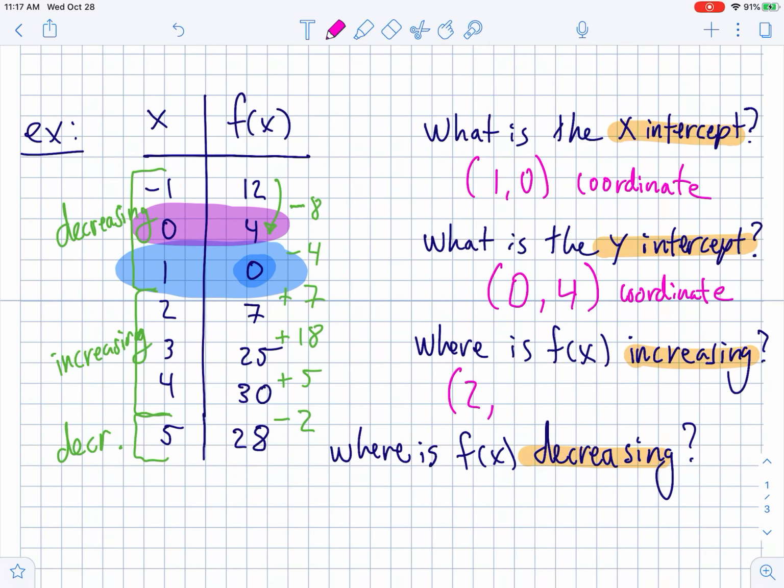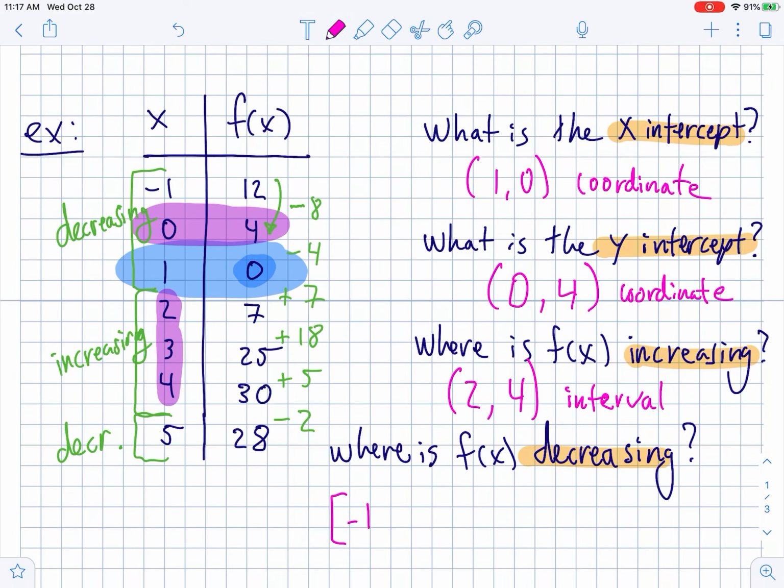So, where is it increasing? Well, it increases from 2 to 4, not including 2 because it's a turnaround point, and not including 4 because it's a turnaround point. Once again, this looks like a coordinate, but it's actually an interval of the x values. It's this interval right here, 2 to 4.